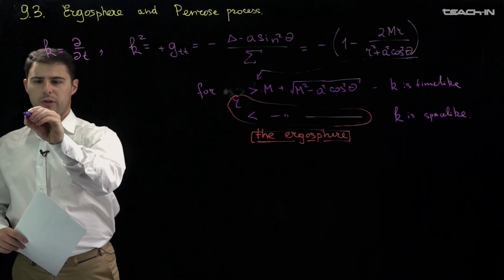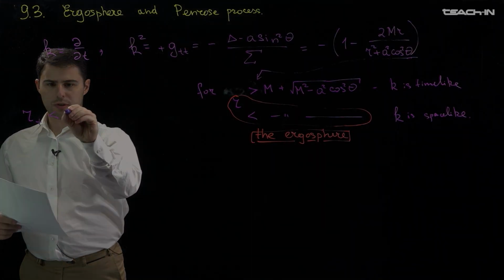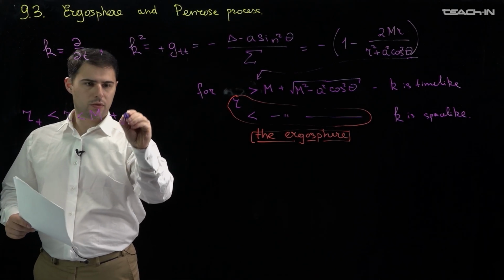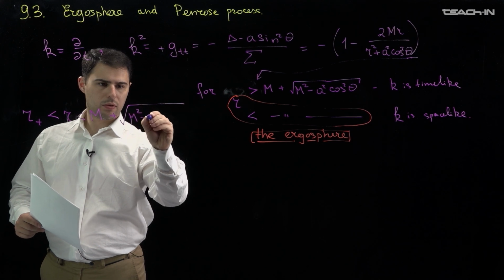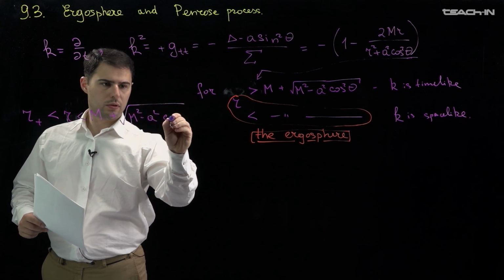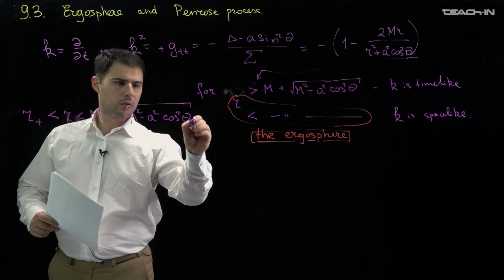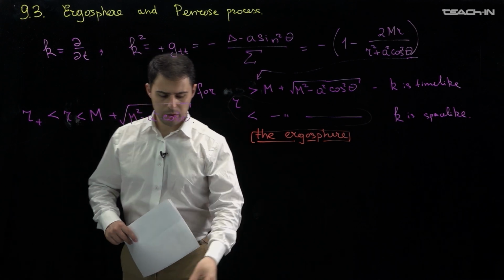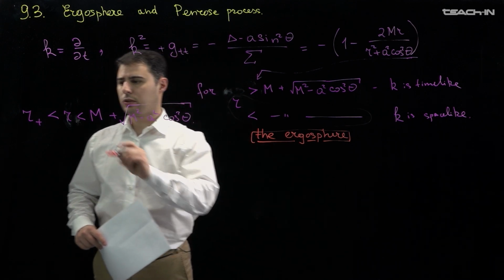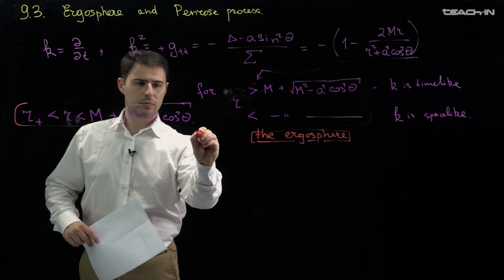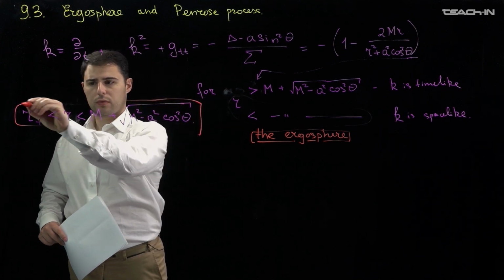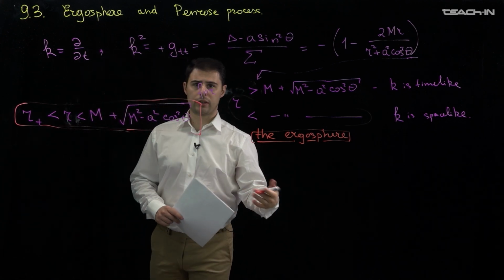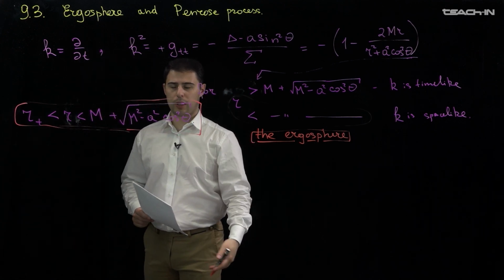Just to put this into perspective, we of course are interested in the exterior of the black hole. We don't want to cross the horizon, so we define the ergosphere to be the region where the asymptotic stationary killing field becomes space-like.